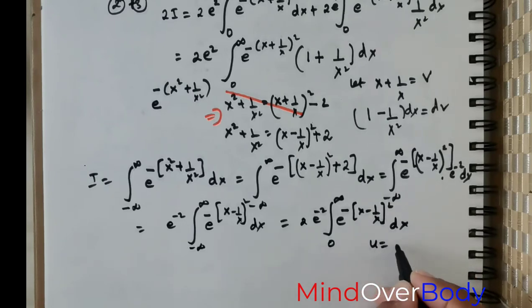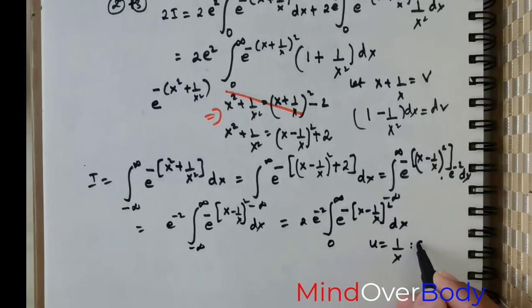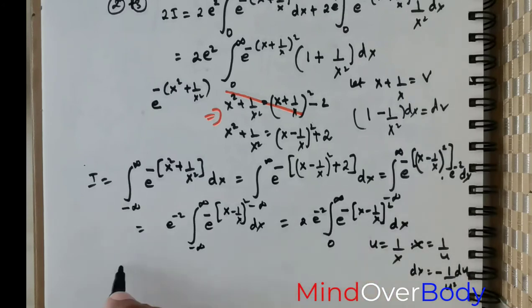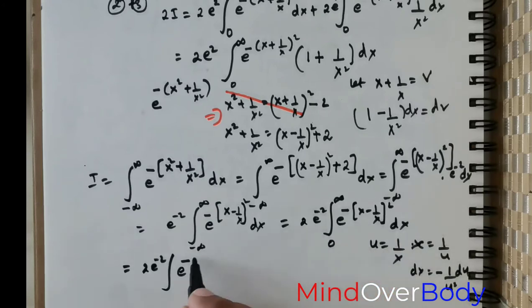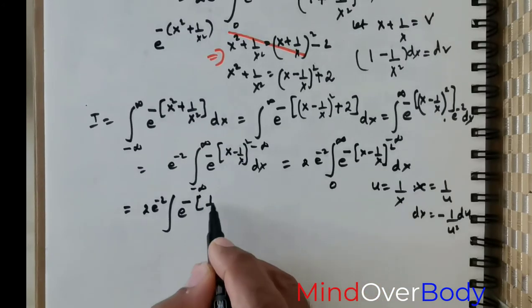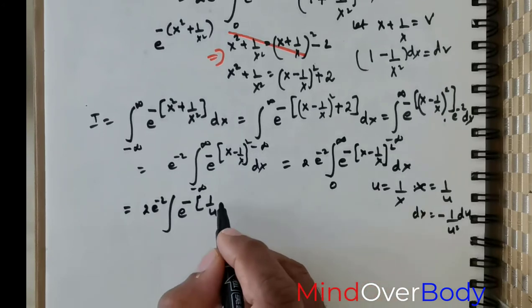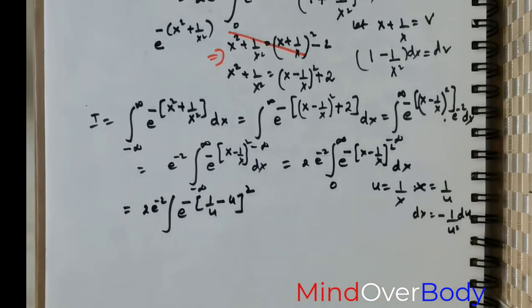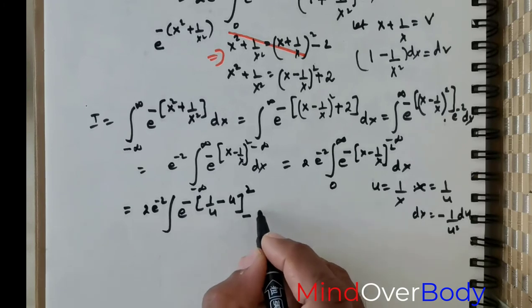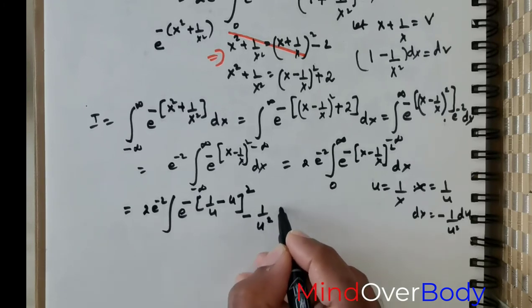So let me take u to be equal to 1 over x, and then from here my x would be equal to 1 over u, so dx is going to be equal to negative 1 over u squared times du. So if I were to substitute that, this is going to be equal to 2 times e raised to the power of 2 times the integral of e raised to the power of negative of, in place of x it's going to be 1 over u, and in place of 1 over x it's going to be u, this is raised to the power of 2, and then in place of dx it's going to be negative 1 over u squared times du.